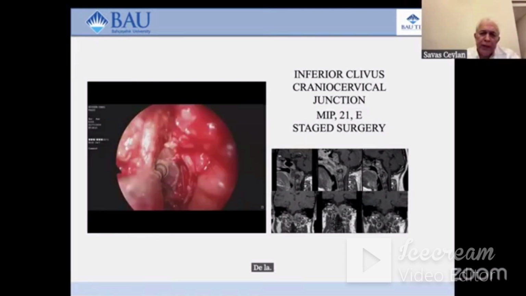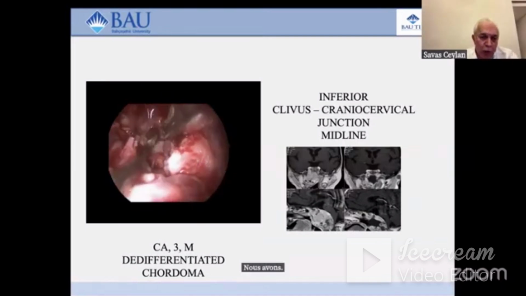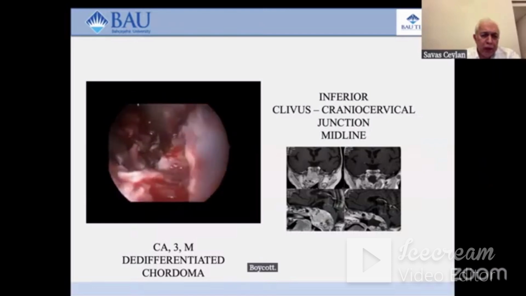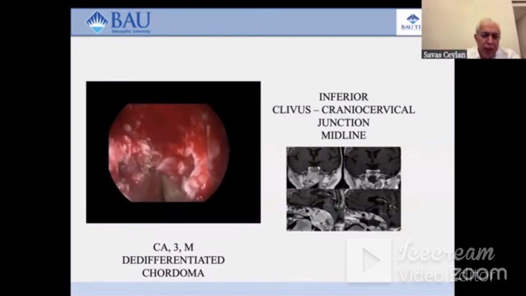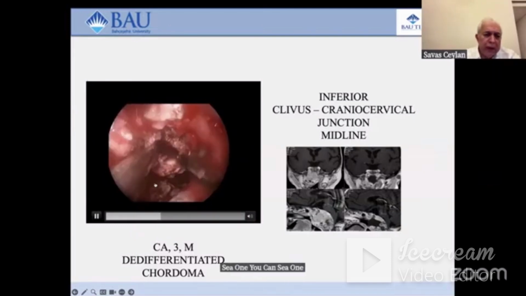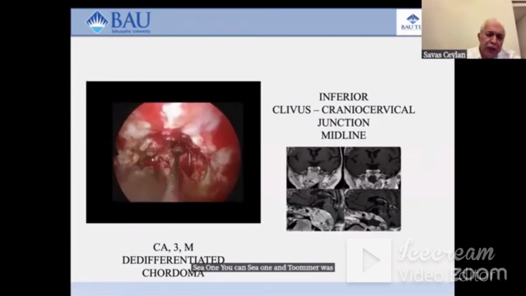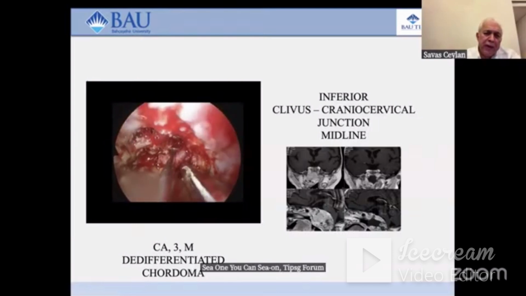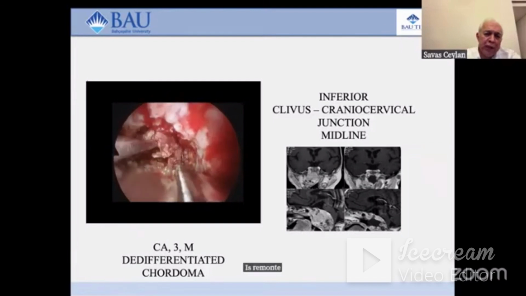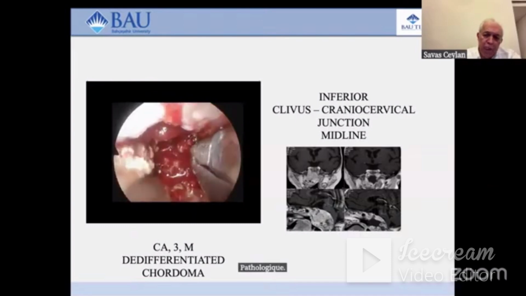The other case was a very interesting case, a 3 year old boy. The tumor involved the craniocervical junction, and we reached C1. You can see C1 and the odontoid tip, and the tumor was dissected from the tectorial membrane, and this tumor was removed near totally. The pathological diagnosis was differentiated chordoma.